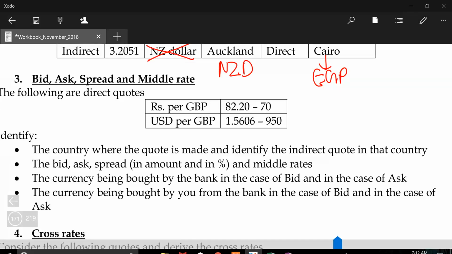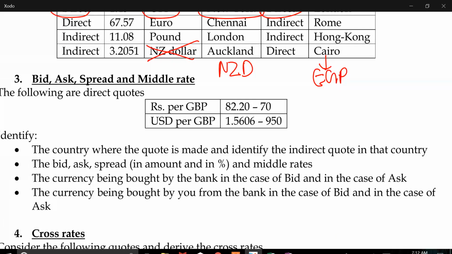The following are direct quotes. Rupees per GBP, USD per GBP. They have given that and have asked us to calculate all of that, so we'll try to do all of that now. They have just said it is a direct quote. They have not mentioned whether it is in India or USA. That we will try to understand in the first part of the question.